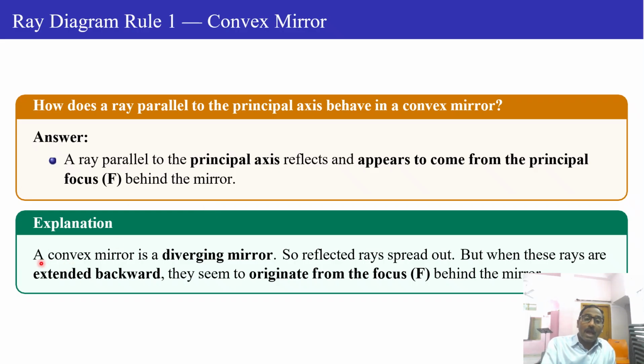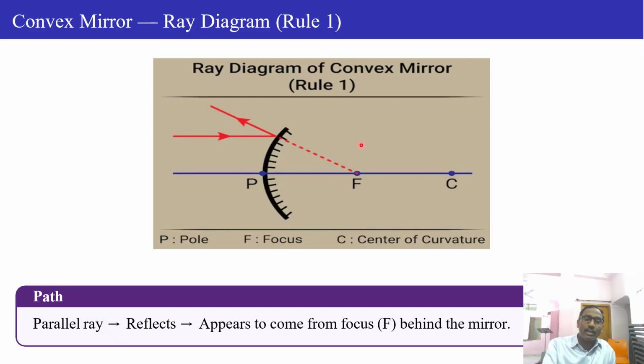Explanation: a convex mirror is a diverging mirror. So reflected rays spread out, but when these rays are extended backward, they seem to originate from the focus F behind the mirror. We will see the diagram. See this diagram. This is a convex mirror.